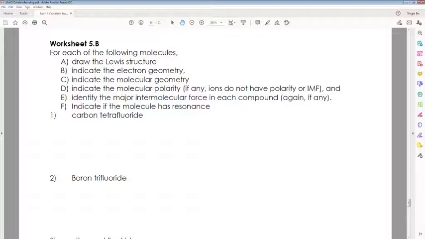Okay, so if we're trying to draw the Lewis structure for these first two different substances, first we've got to know what we're working with. It gives us the name, and we have to turn that into a formula, just like what we were doing in Unit 4. And as soon as you see this prefix tetra, that means 4.